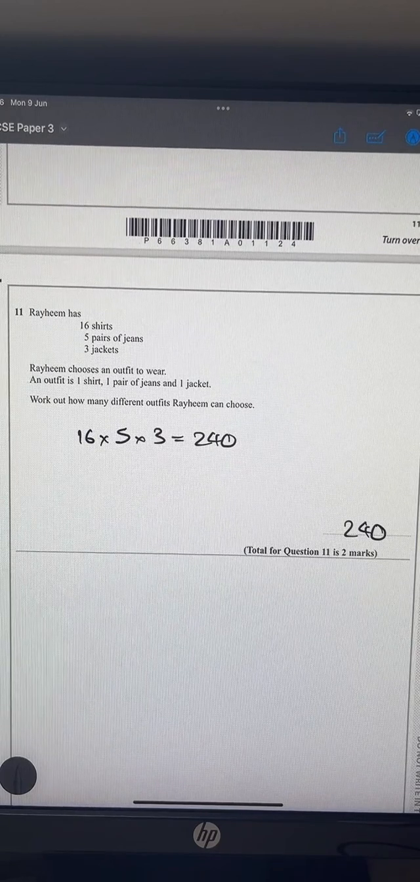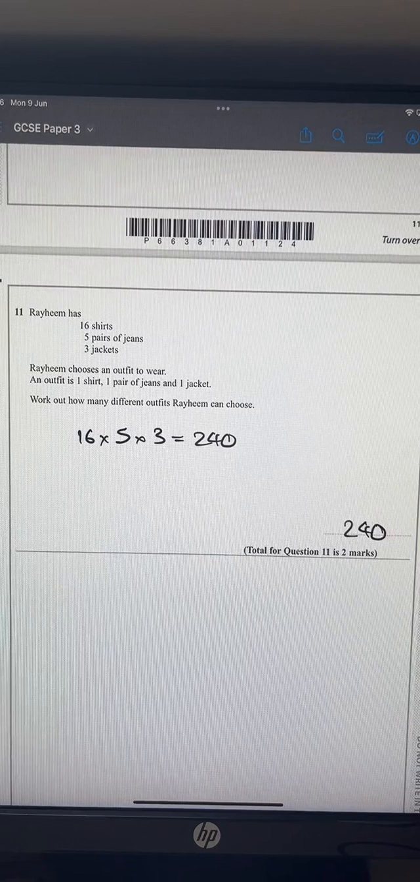There's no restriction where if he has a shirt, he only wears one jean or only one jacket. He can wear one of each. So just multiply that through, and you get the answer of 240. Product rule for counting questions I've seen come up.